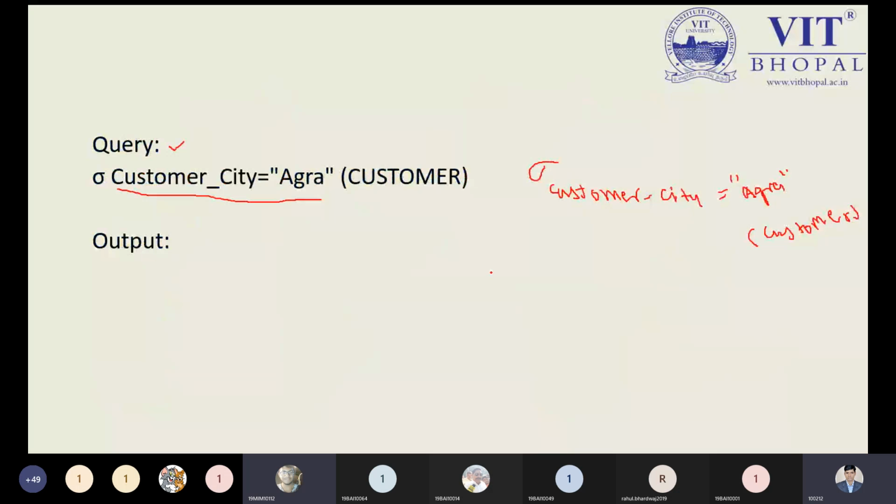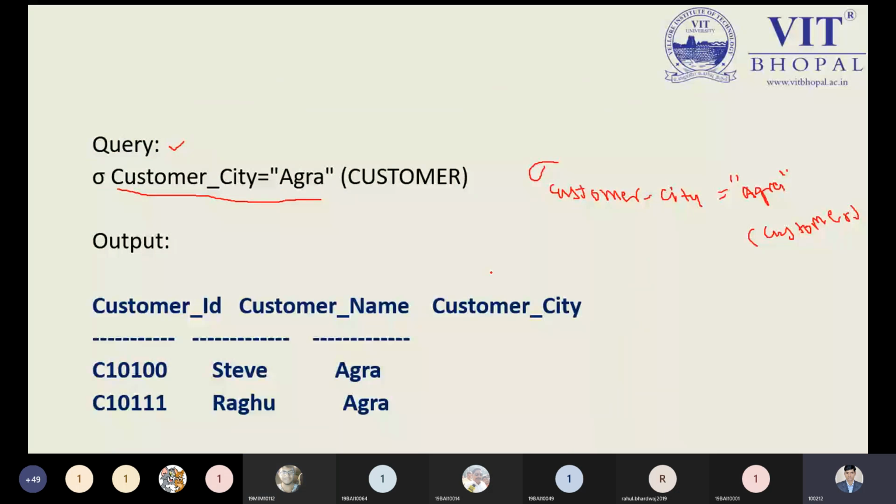Yes, this would be our output. As you can see on the screen, the output is displayed here. The first two records are displayed because they matched our customer city only. Those are Agra. So Steve and Raghu, the customer names who belong to Agra city only, and their customer ID along with all the details will be printed here. But if you want to print all such things, we have the project operation. So this would be our output.